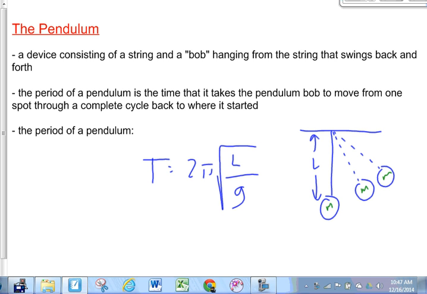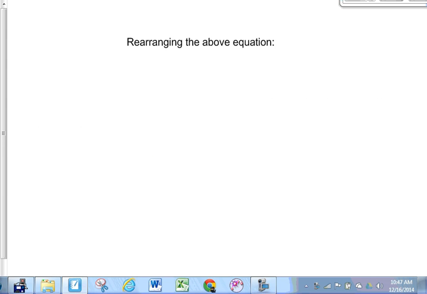So these are the only two factors that affect the period of a pendulum. L and g, the length of the pendulum and the gravitational field or the gravitational acceleration. Okay, not a crazy equation, but when we go to rearrange this, it becomes a little bit tricky sometimes. Let's take a second and rearrange that equation. We start off, of course, with T = 2π√(L/g).